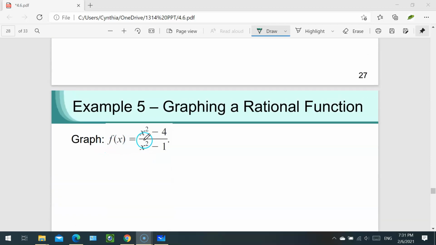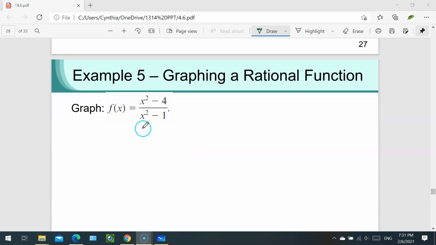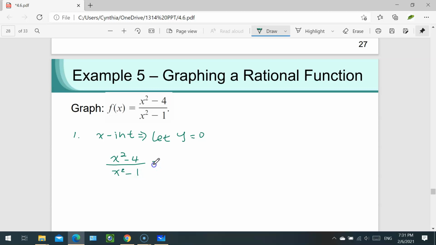So we use this example to graph the rational functions. The first step, we find the x-intercept and the y-intercept. Finding the x-intercept, we let y equal 0. Y is here, your f of x is y. So I'm going to rewrite it as x squared minus 4 over x squared minus 1, set that equal to 0.